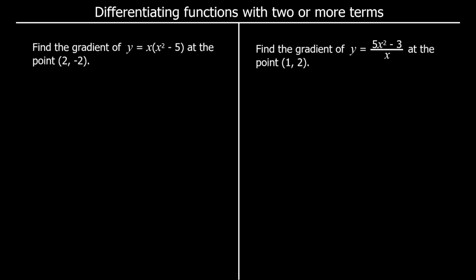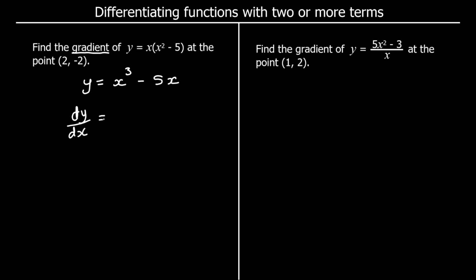Find the gradient of y equals x times (x squared minus 5) at the point (2, -2). So when we need to find the gradient at a point, we find the gradient function first and then substitute in the x coordinate. So let's expand the bracket before we differentiate. So y is going to be equal to x cubed minus 5x. Now it's in the right form to differentiate.